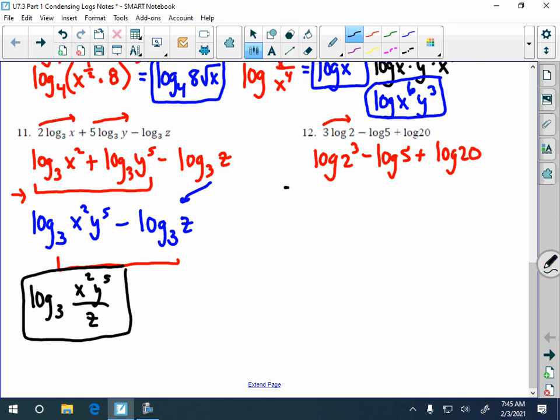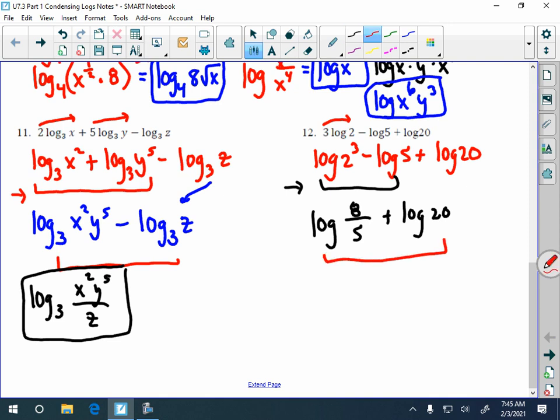So again, I'm going to work left to right. I'm going to combine the first two together. So subtraction condenses to a fraction. So that 2 to the third, I'm just going to change it to an 8 right now, and then over 5. So that log 2 to the third really is log 8 minus log 5, which becomes log 8/5. And then I bring down the plus log 20. Now I can combine these two logs together, and I have addition in between, so that's going to condense into multiplication. So then it's log 8/5 times 20.